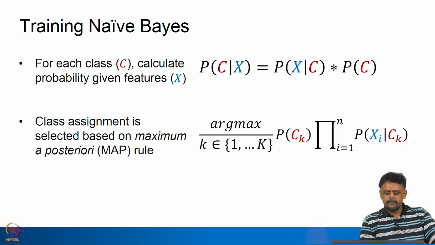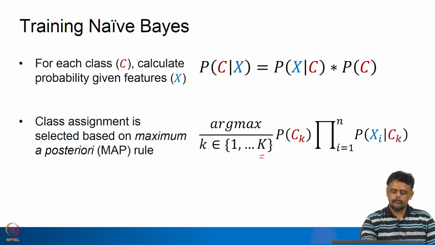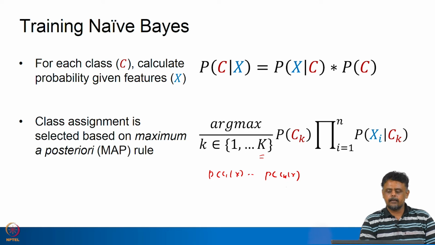So, as I mentioned earlier, the way to do class assignment is what we call the MAP rule or the maximum a posteriori rule. Since we calculate for every class k, if there are capital K classes, we calculate this probability of C1 given x to probability of Ck given x. So, K numbers will be calculated, and the data point will be assigned to the class with the highest probability. So, that is the argmax there. Okay.